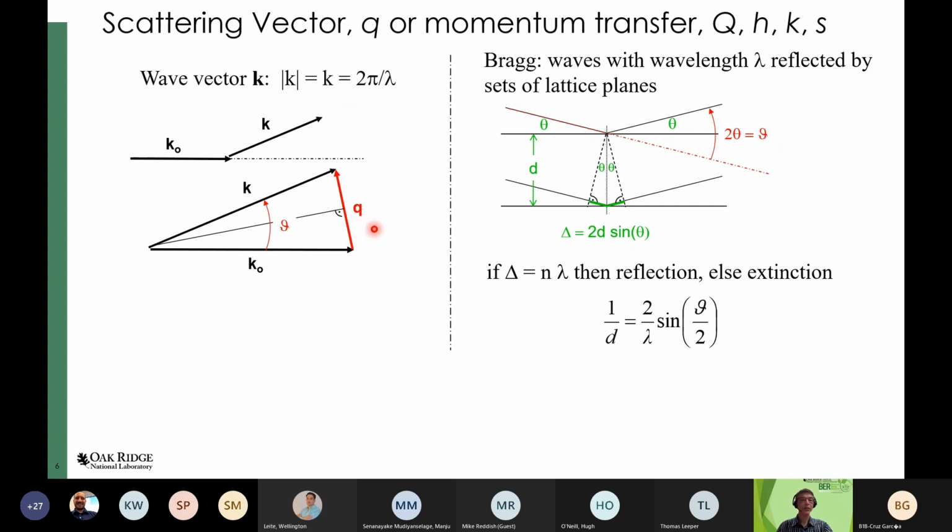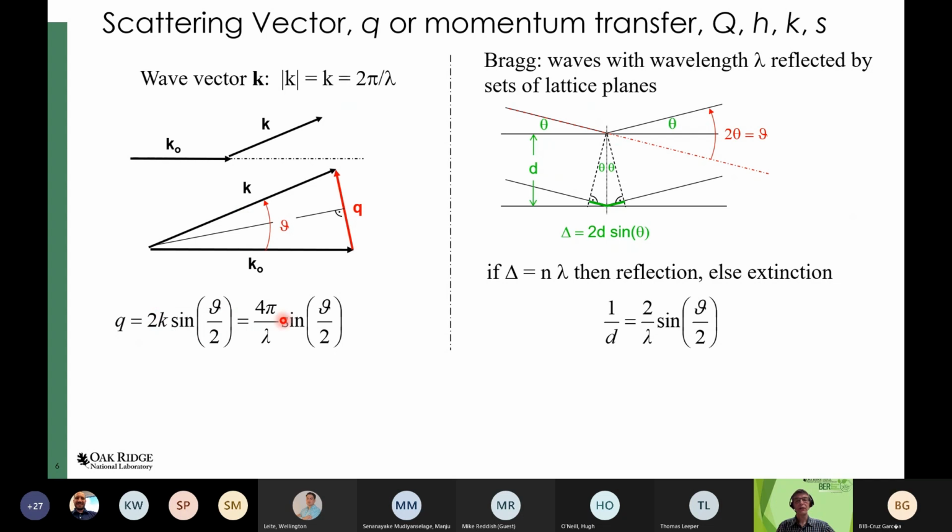You can calculate the magnitude by geometric analysis of this little diagram, and it turns out that the magnitude of this vector is given by 4 pi over lambda times sine theta half. Theta here is that scattering angle that I defined earlier. Keep in mind that this scattering angle is actually twice the diffraction angle. When you deal with diffraction, typically they talk about theta, which is the reflection angle of the lattice planes, which is just half of this scattering angle. So this is the ingoing direction, and this is the reflected direction. That's how the magnitude of Q comes out.